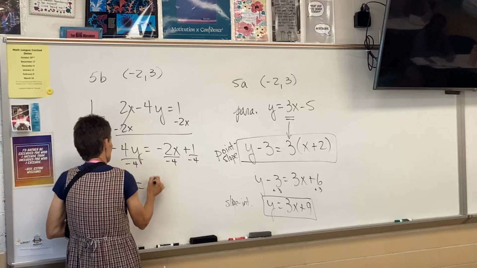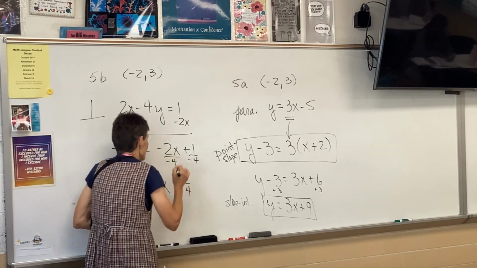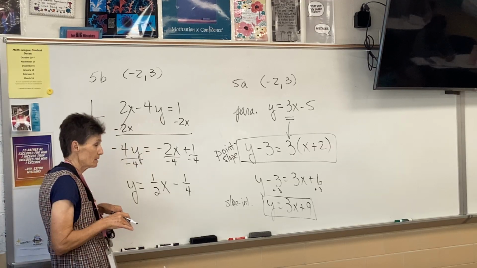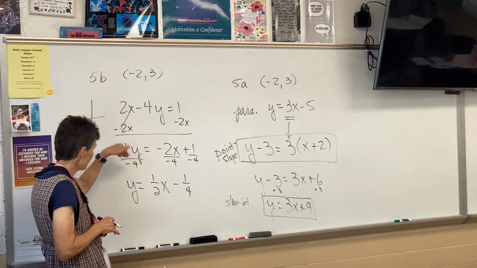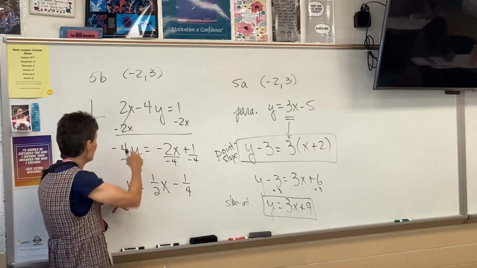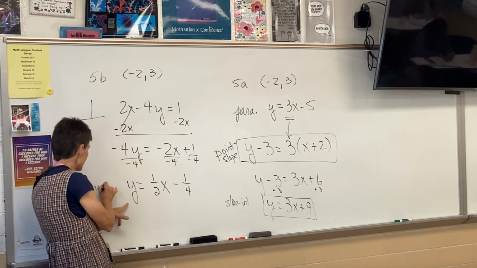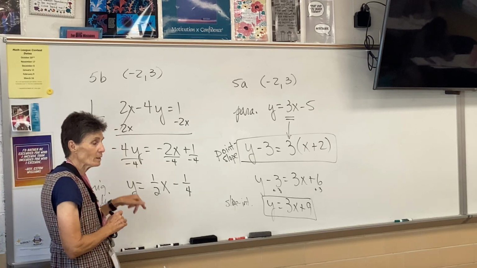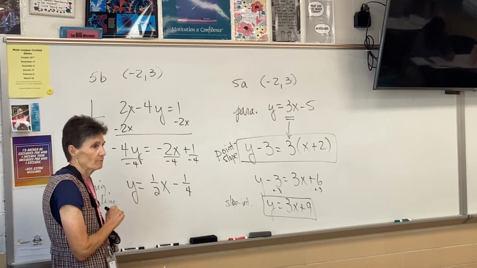Now, this is not the answer to the question. We are not done. We took the original line, did all this stuff, and rewrote it like this. These are the same line, right? This is my original line. This is still my original. What is the slope of the original line? 1/2.